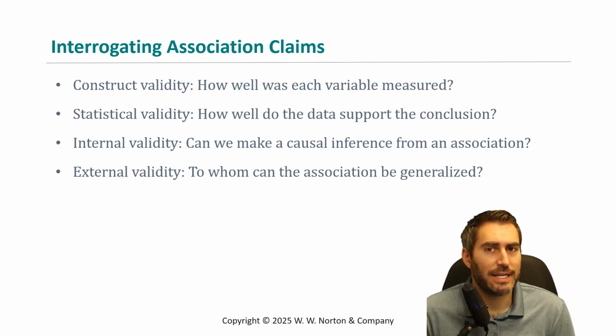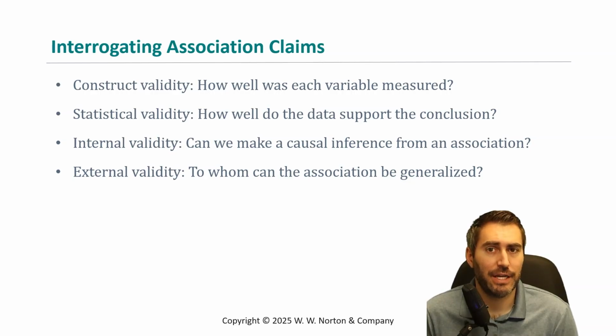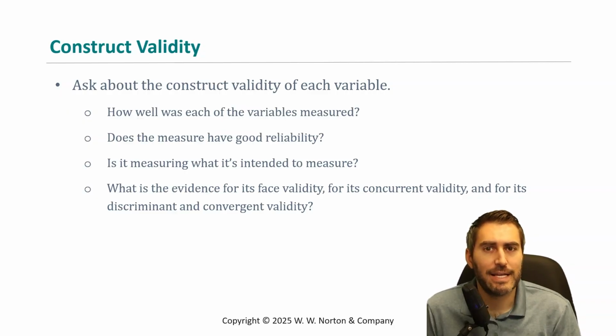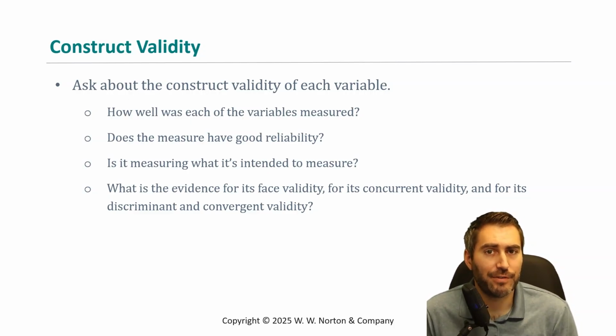Now let's shift to discussing how we go about interrogating association claims. Remember here, we're going to use the same four validities we've discussed in previous chapters to interrogate our claims. We'll talk about construct, statistical, internal, and external validity here. For association claims, the most important validities to consider are construct validity and statistical validity. Recall that construct validity is how well your variables measure the construct or idea that you are intending them to measure. It's important to think about the construct validity of both of the two variables in an association claim.